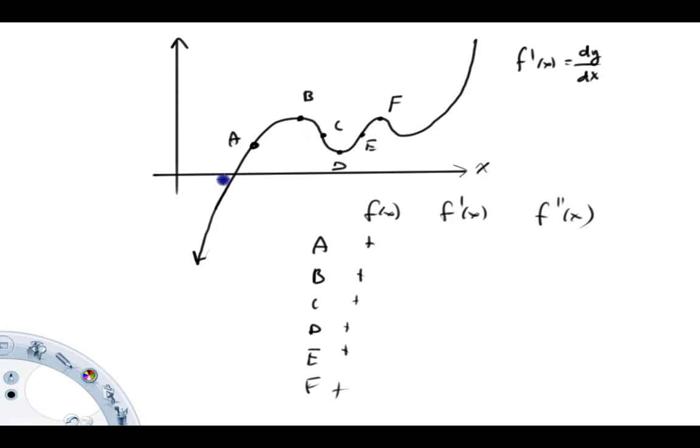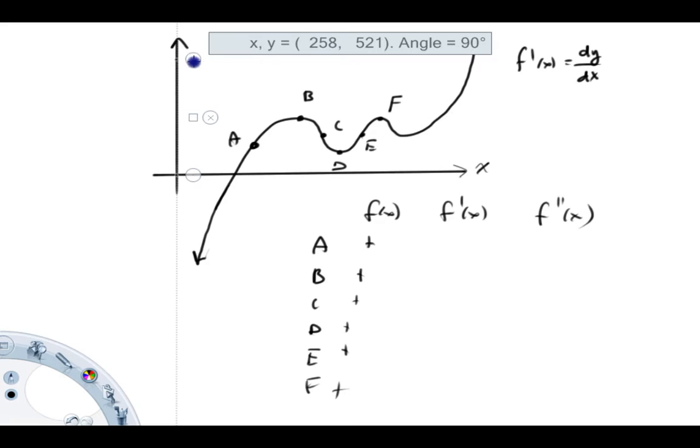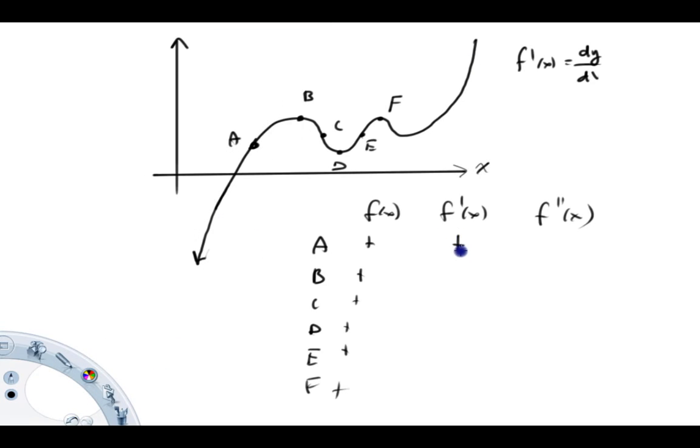So at point A, you'll notice that the tangent line has positive slope. I'm going to temporarily put that tangent line in at point A in red. Roughly speaking, the tangent line looks something like that. So what that tells us is that the first derivative is positive at point A.